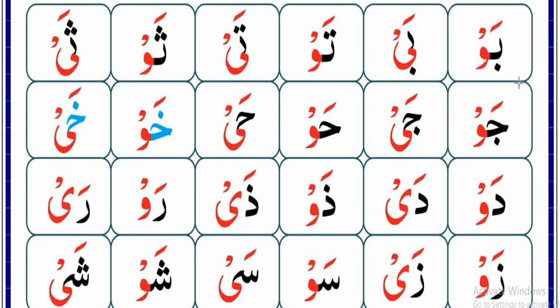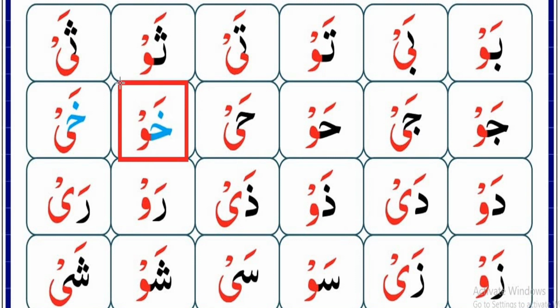So here the letter is ba, so it is ba waw fatha baw, ba ya fatha bay, baw bay. And here the letter is ta, so it is ta waw fatha taw, ta ya fatha tay, taw tay. The letter is tha here, so it is tha waw fatha thaw, tha ya fatha thay, thaw thay. It's jim here, so it's jim waw fatha jaw, jim ya fatha jay, jaw jay. Ha waw fatha haw, ha ya fatha hay, haw hay.